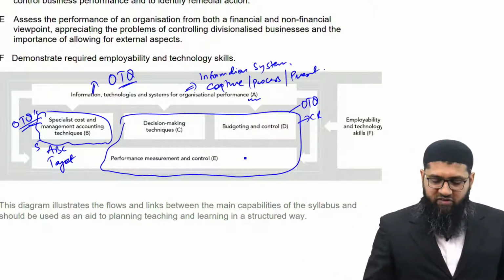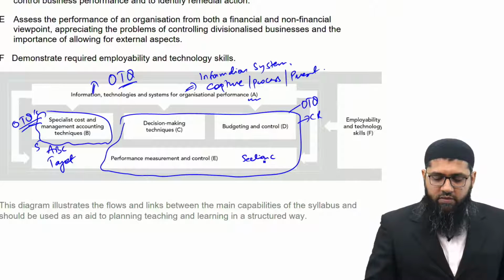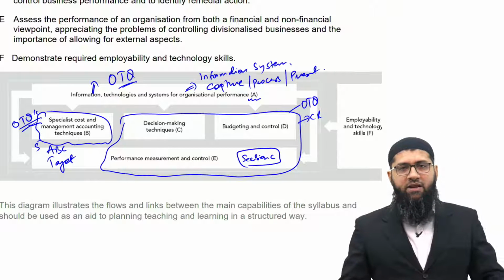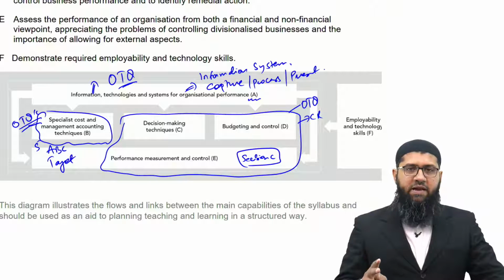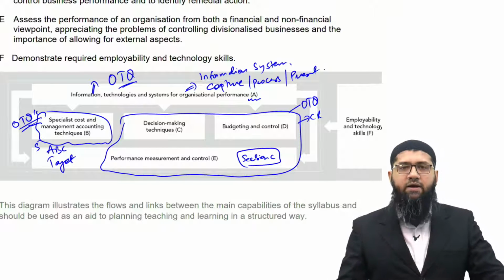So section C of the syllabus would contain questions from these 3 areas, which are budgeting and control, decision making techniques, and performance measurement and control.